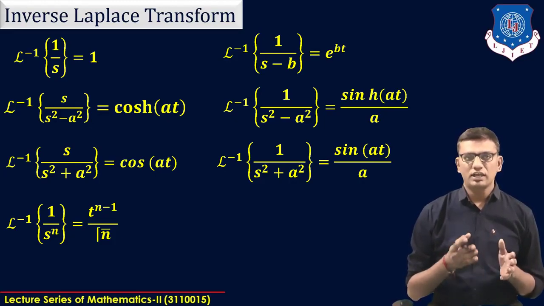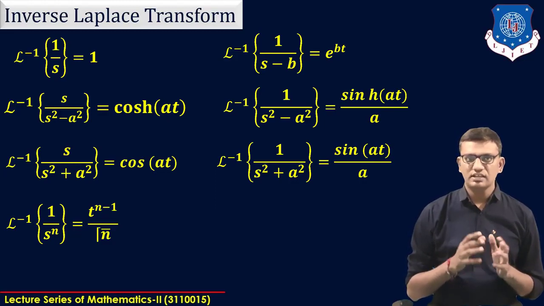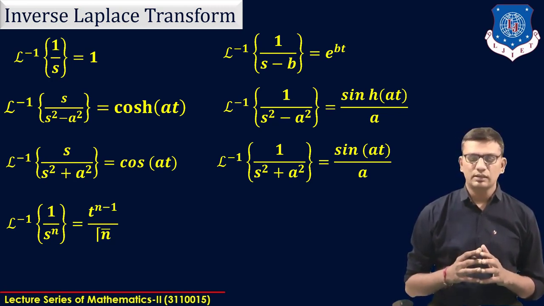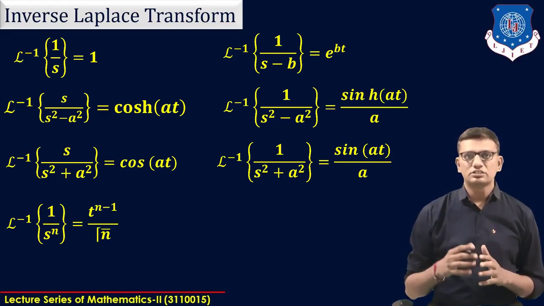Inverse Laplace of s upon s square plus a square is cos at. Inverse Laplace of 1 upon s square plus a square is sin at divided by a, and inverse Laplace of 1 upon s raised to n is t raised to n minus 1 upon gamma n.